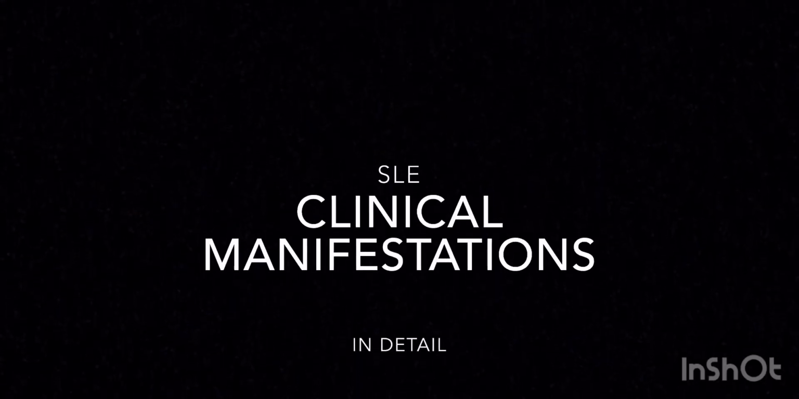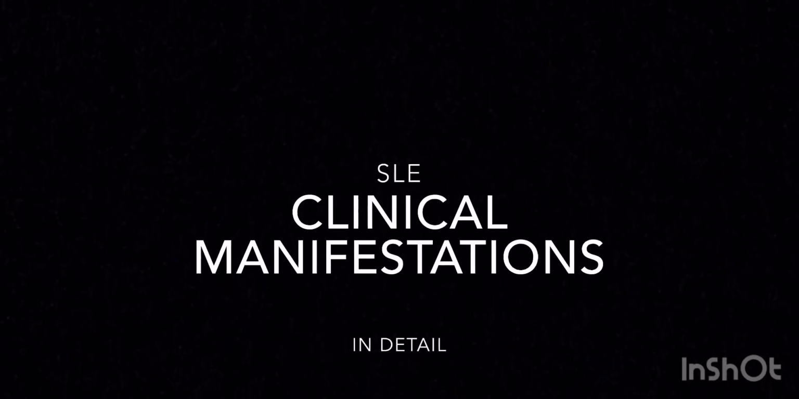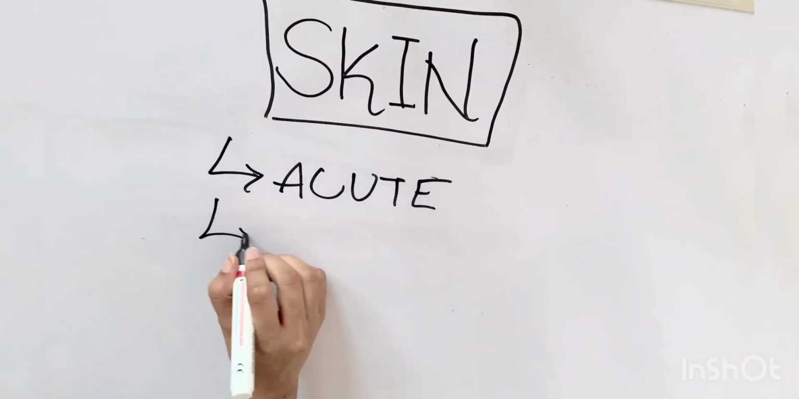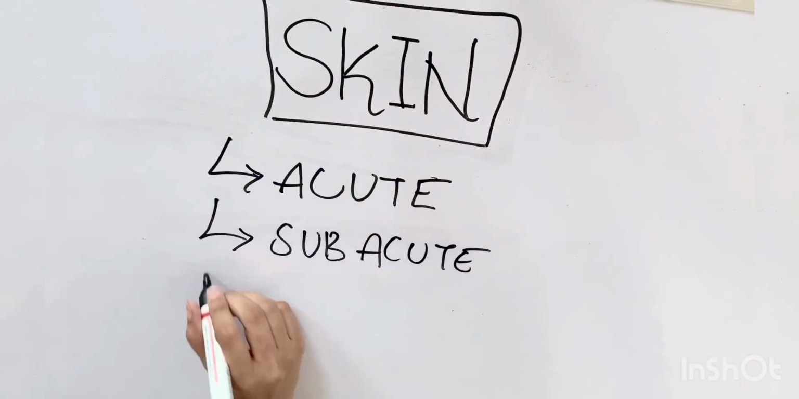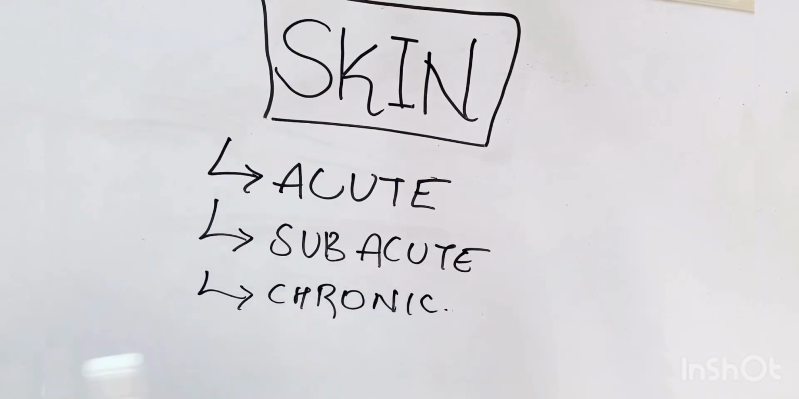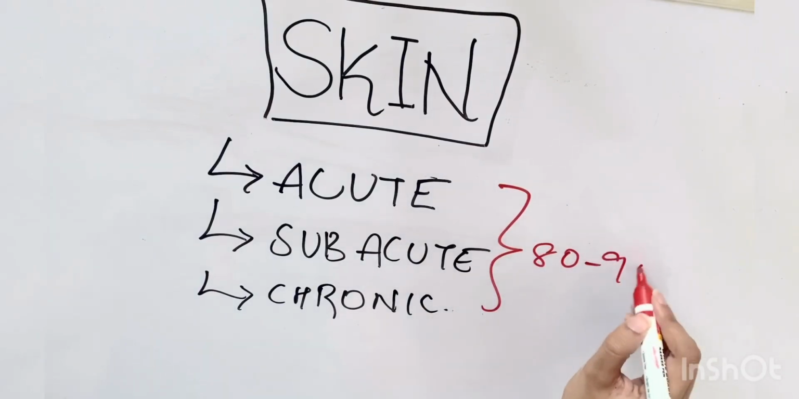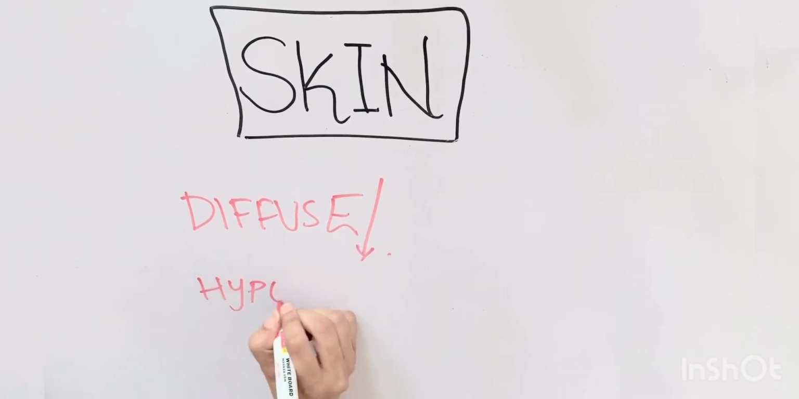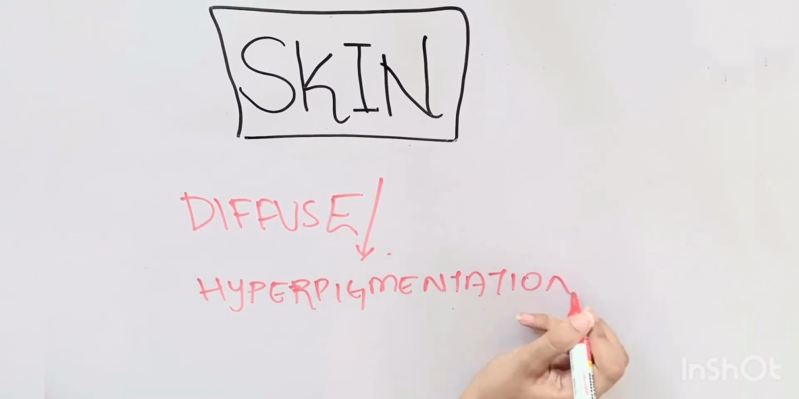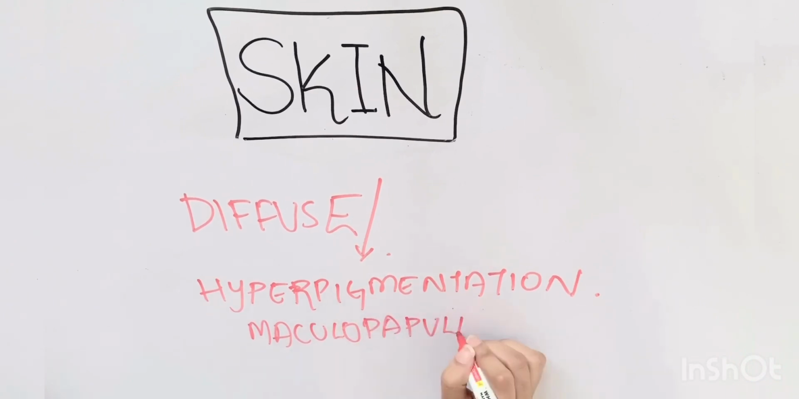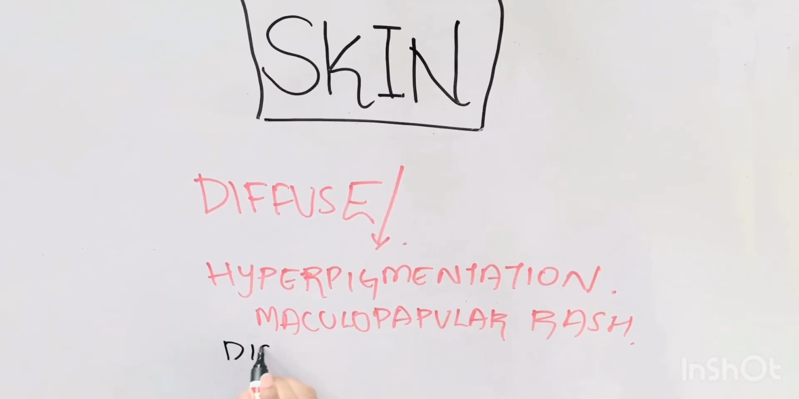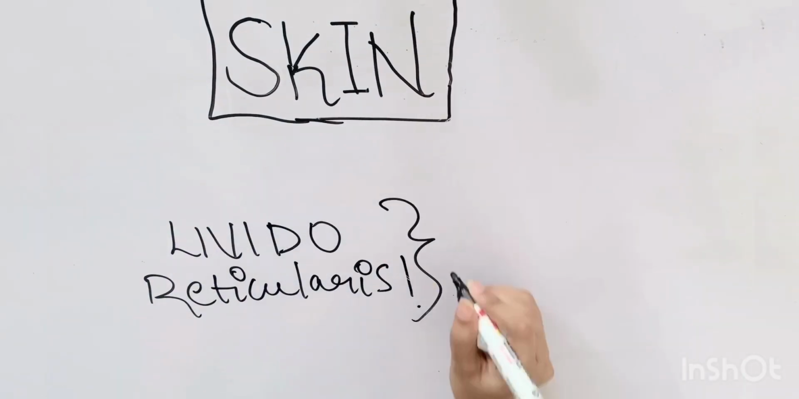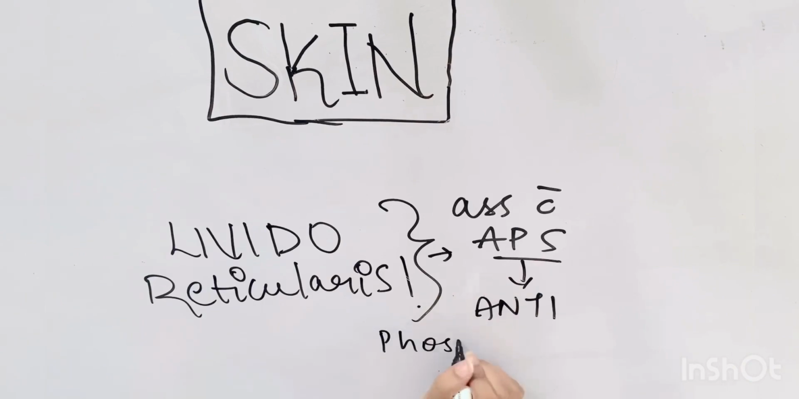Now, let's explore more about the clinical manifestations of this lupus. Coming to the manifestations of the skin, there are acute, subacute, or chronic cutaneous manifestations which are present in around 80 to 90% of the patients. Even with these, there may be diffuse hyperpigmentation or maculopapular rash and discoid lesions which are seen in 30 to 50% of SLE patients.